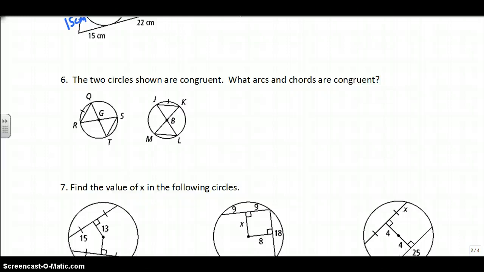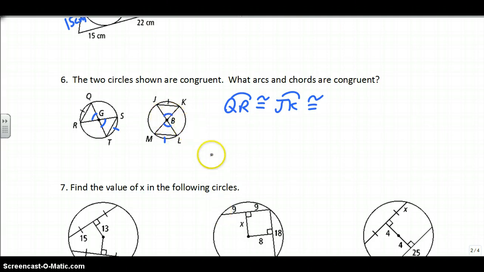Two circles shown are congruent, which means their radii are equal. What arcs and chords are congruent? Well, first off, I know that arc QR is congruent to the other one that's marked, arc JK. But here's the catch. Because we have vertical angles, I also know that that means those two are congruent as well. Okay? We know the central angle is congruent if the arc that it makes is congruent as well. So you can also say they're congruent to ST and also to ML.